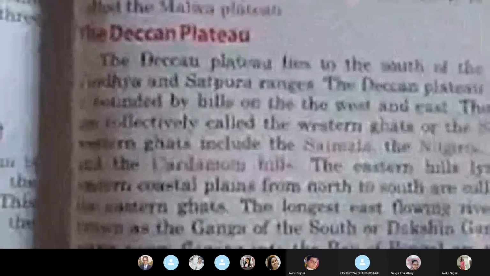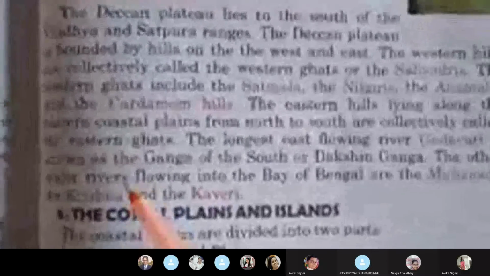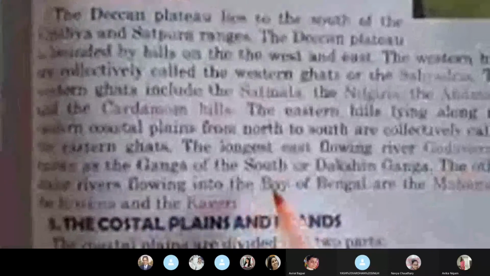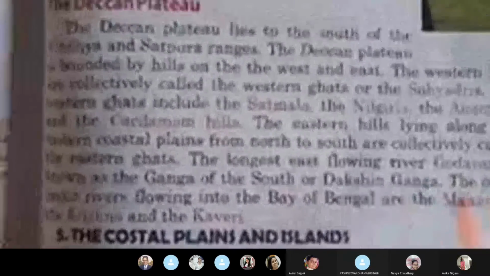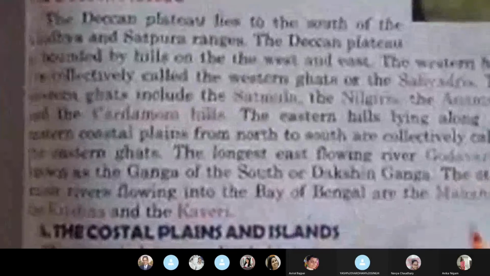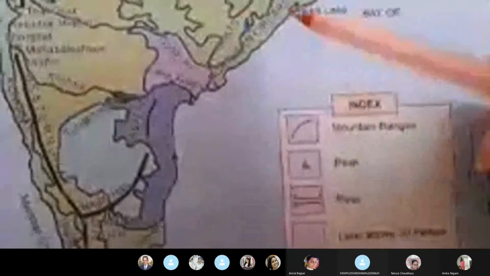The eastern hills lying along the eastern coastal plains from north to south are collectively called the Eastern Ghats. The longest east-flowing river, Godavari, is known as the Ganga of the South or Dakshin Ganga. The other major rivers flowing into Bay of Bengal are Mahanadi, Krishna, and Kaveri. So here on the eastern side are known as Eastern Ghats, and major rivers flow from here.